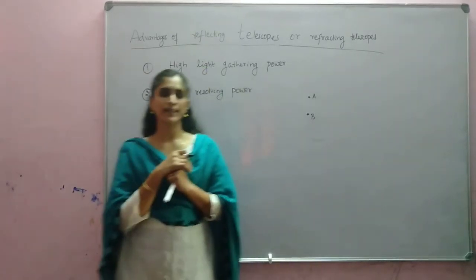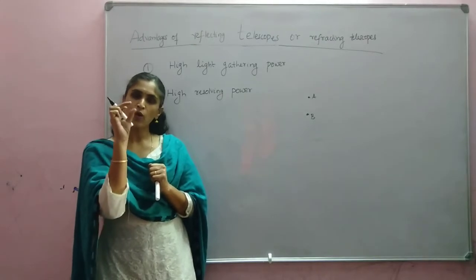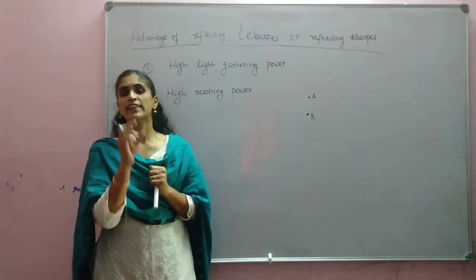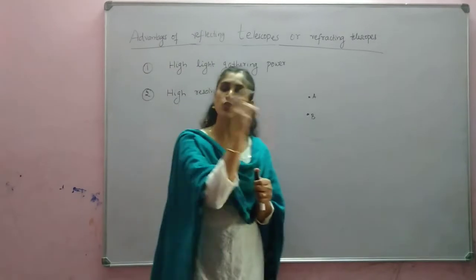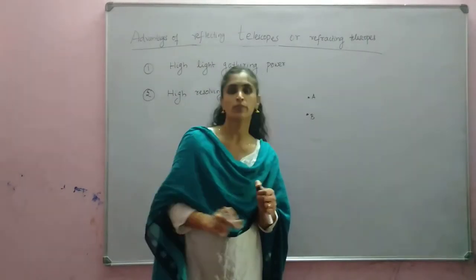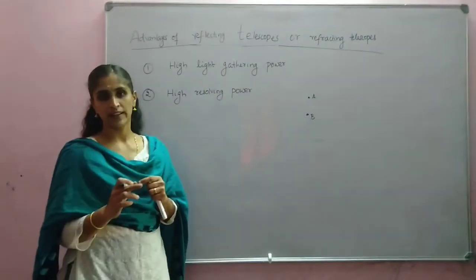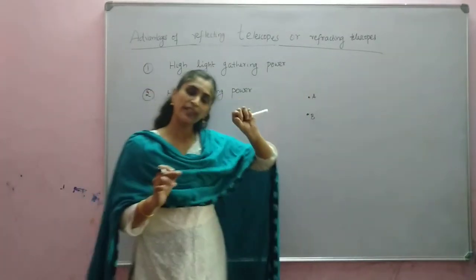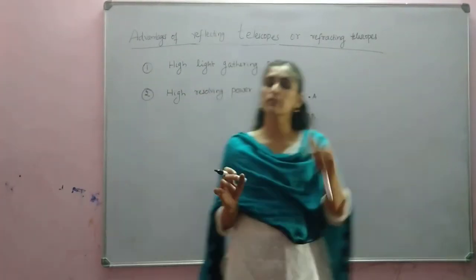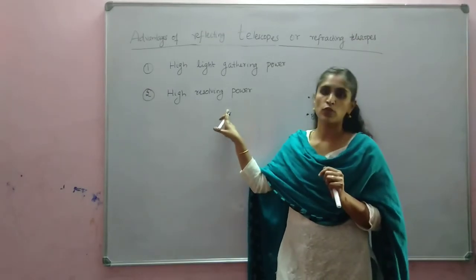But even if the distance between the objects is small, by using an optical instrument we can see those two objects as separate objects. We will say that the resolving power is high. So if the separation is smaller also, those two objects can be seen as separate objects by using that optical instrument, and we say the resolving power is high.